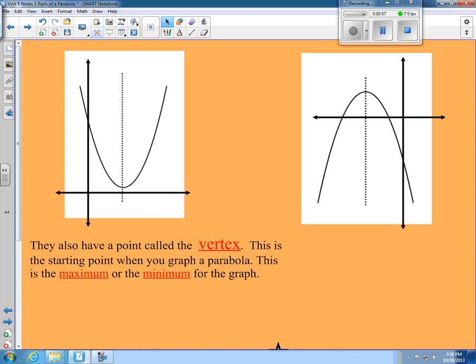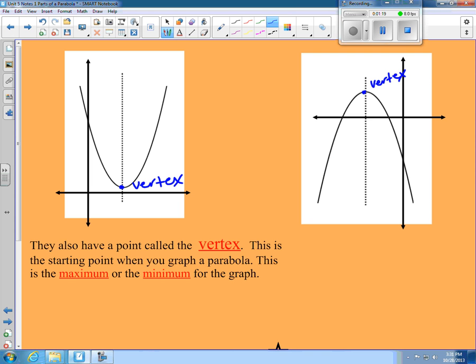So they have a point called the vertex. This is the starting point when you graph a parabola. So this is our vertex right here. And our other parabola, here is our vertex. These vertices can be the maximum or the minimum for the graph.